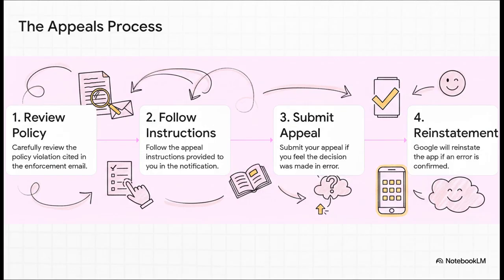First, take a breath and actually read the email carefully. Understand the specific policy they say you violated. Then, if you've looked at it and you truly believe the decision was a mistake, you can follow the instructions to submit an appeal. If Google agrees there was an error, they'll reinstate your app.